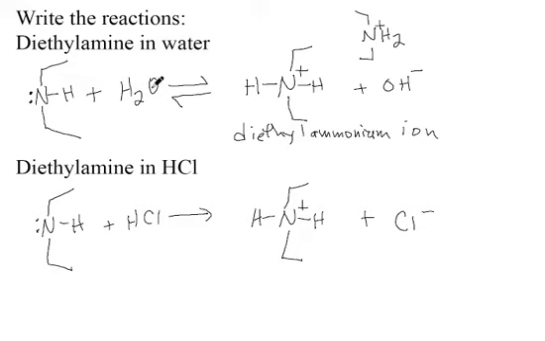Just as another note, if we look to see what the total charge is on the left side of the reaction, this is uncharged, and the water is uncharged, so there's no charge. On the right side, we have the diethyl ammonium, which has a positive charge. We have the hydroxide, which has a negative charge. And so the positive and the negative balance each other out. Therefore, both sides of the reaction have a net charge of 0.